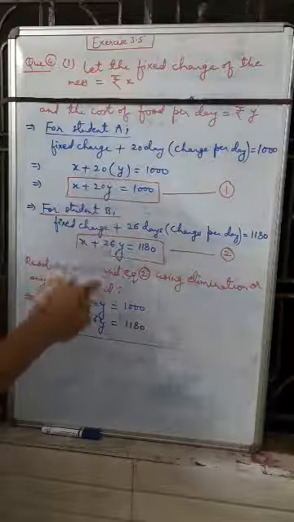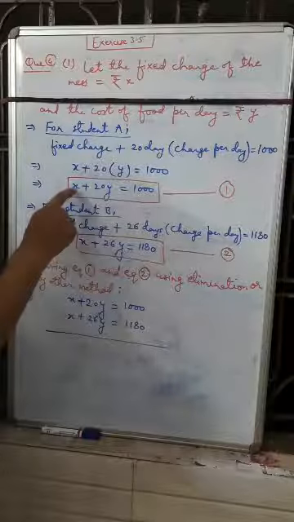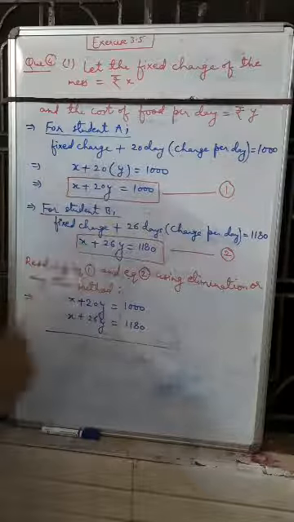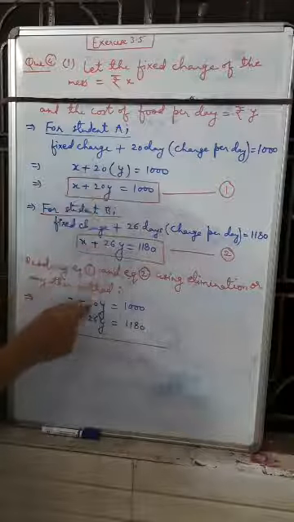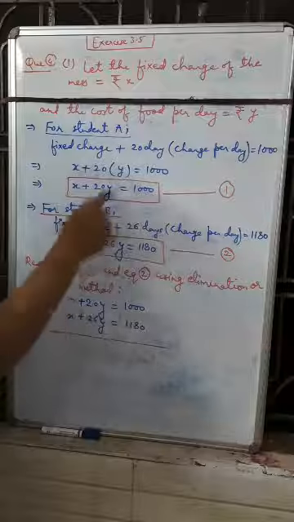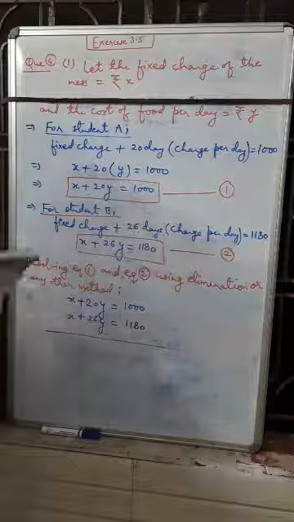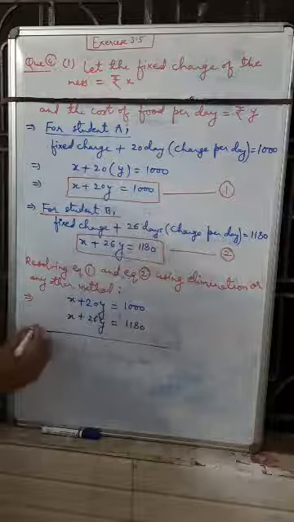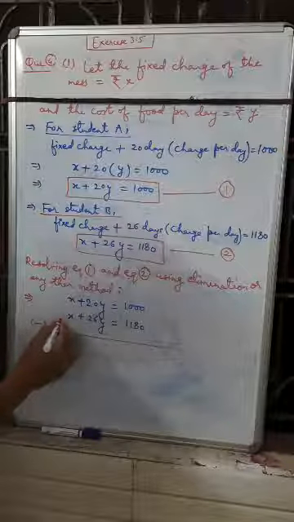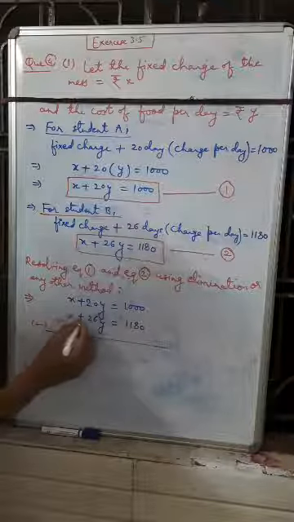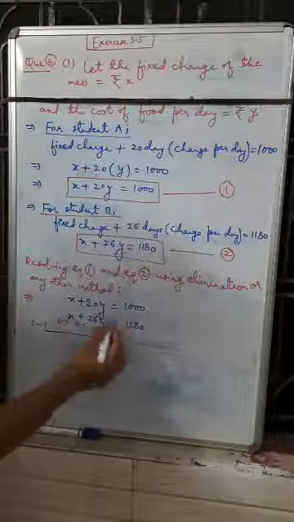So I am choosing the elimination method here because it is very easy to apply, because the coefficient of x is equal to 1 here, and here also the coefficient of x is 1. So we write equations number 1 and 2 again: x plus 20y is equal to 1000, x plus 26y is equal to 1180. Now subtract both the equations, so the signs will change. Plus will become minus, and here plus will also become minus.